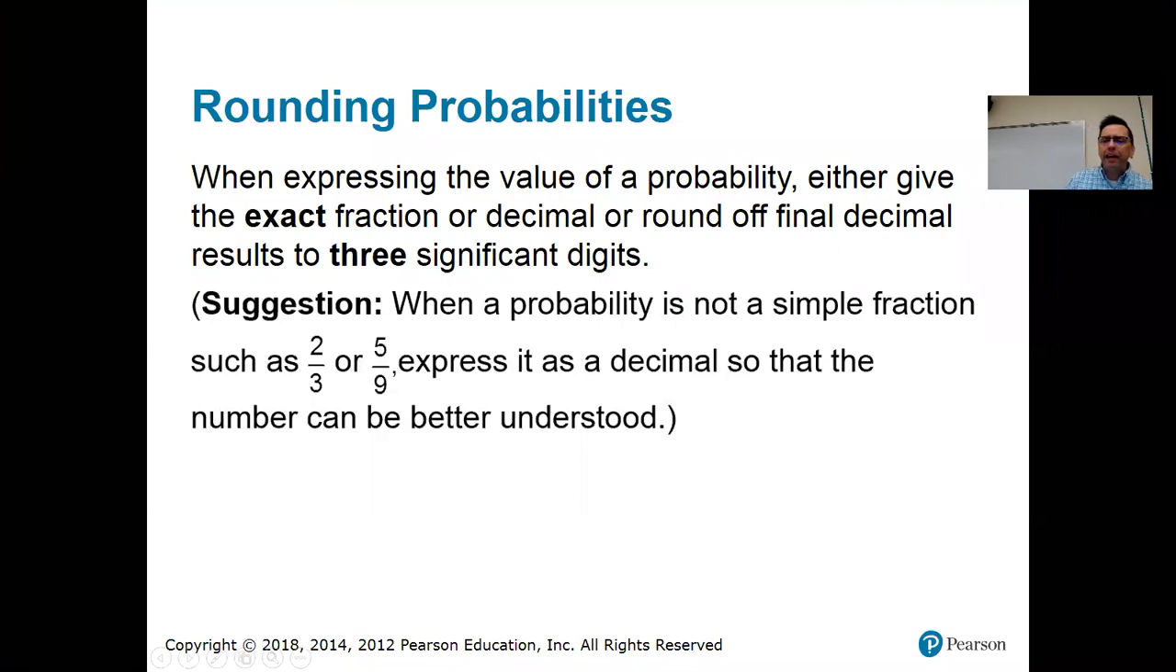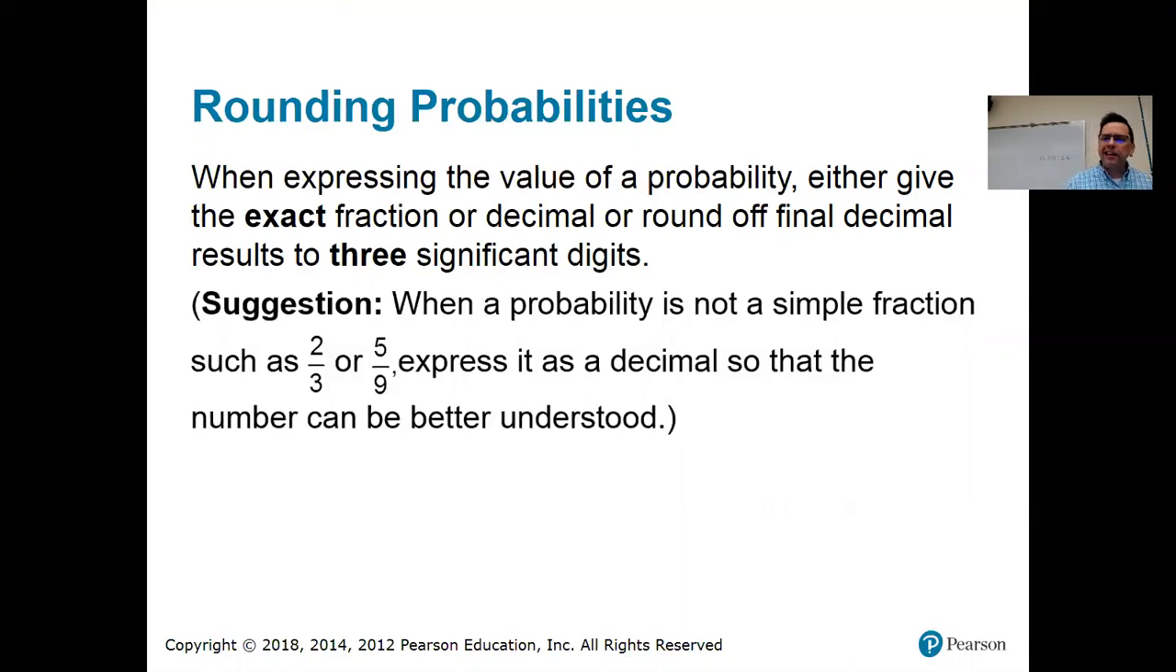Okay, when you express the value of a probability, you should either write it as an exact fraction or decimal, or round it off to 3 significant digits. So notice I didn't say 3 decimal places. The difference is that sometimes probabilities of unlikely events will start with a bunch of zeros. So when they say 3 significant digits, they mean like this. Okay. So keep going until you get to a number that's not a 0, and then put 3 more.